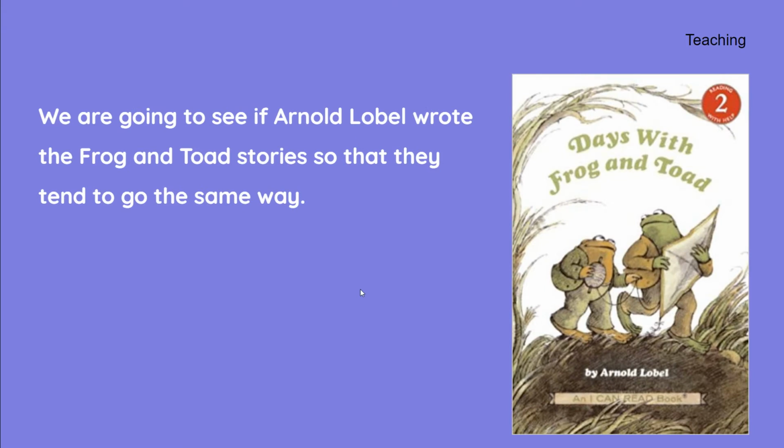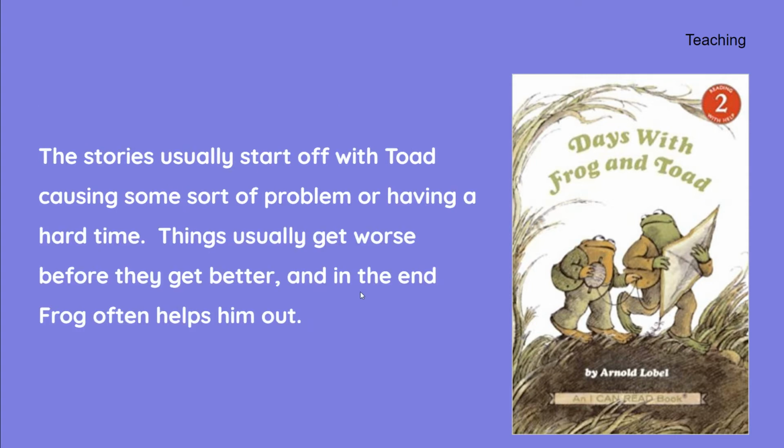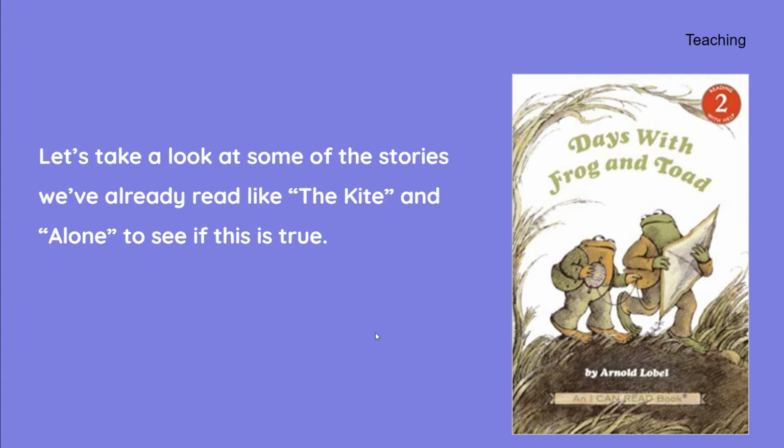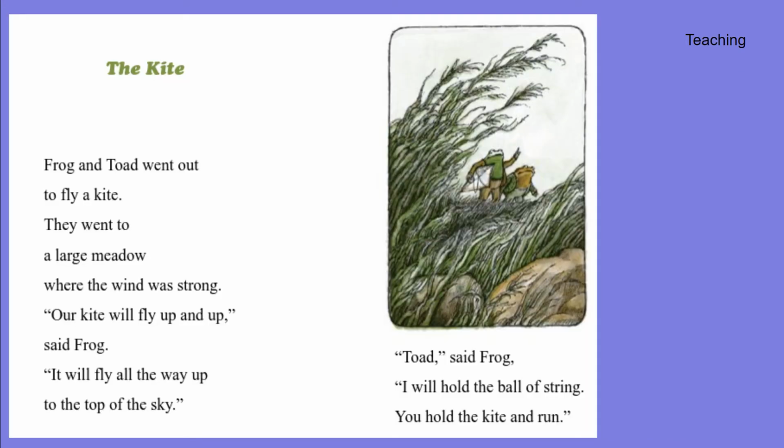So today, we're going to take a look at Arnold Lobel's Frog and Toad series so that we can see how, because these books are in the same series with the same characters, they tend to go in similar ways, or they tend to be told in similar ways. So the stories usually start off with Toad causing some sort of problem or having a hard time. Things usually get worse before they get better, and in the end, Frog often helps out. So let's take a look at some of the stories that we've already read, like The Kite and Alone, to see if this is true.